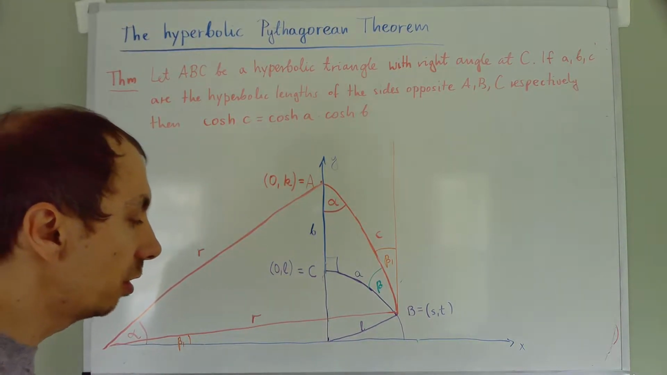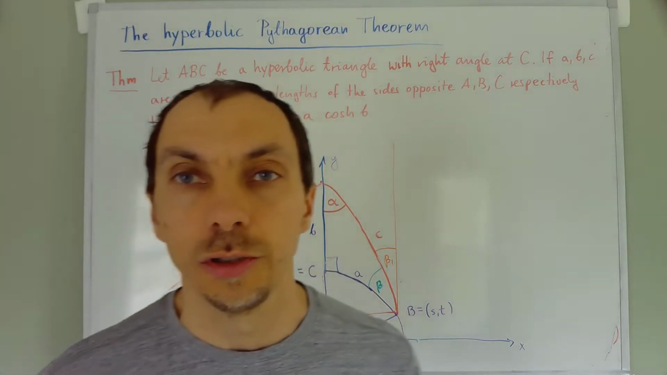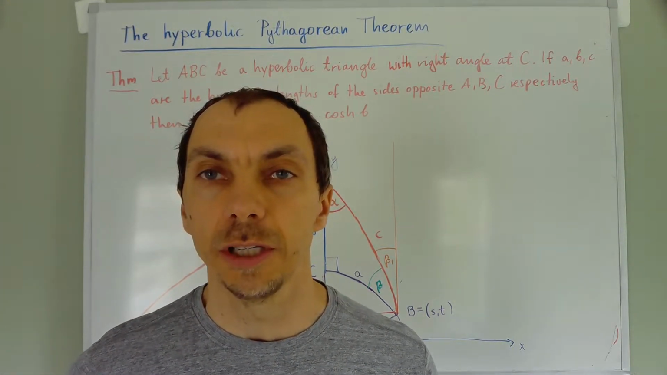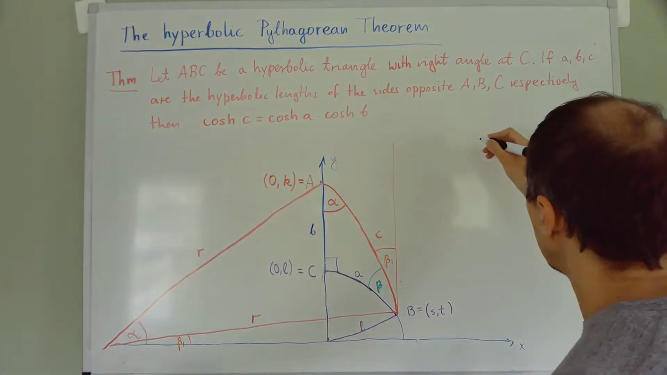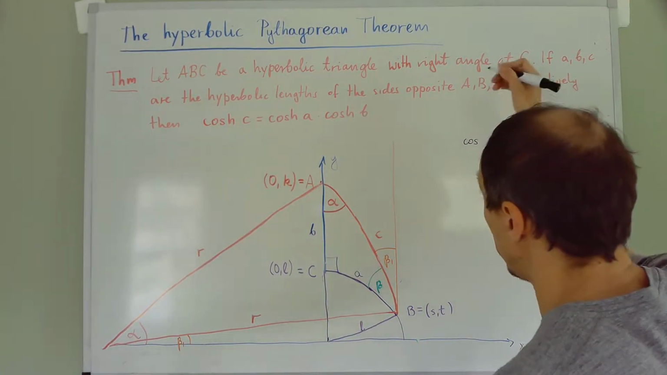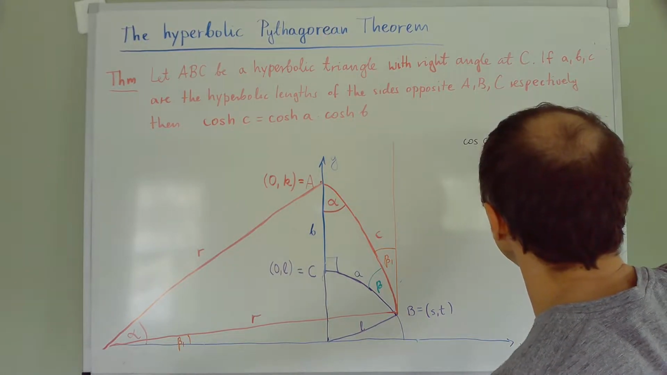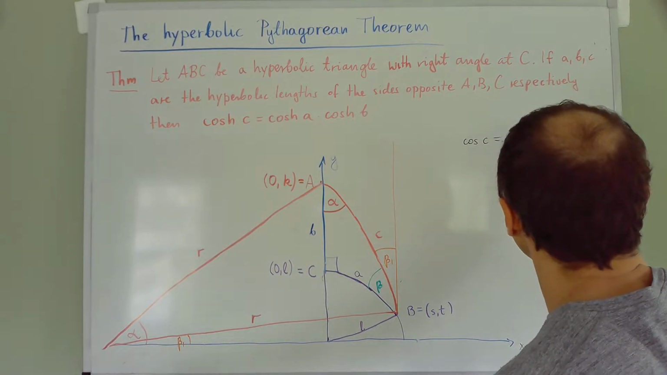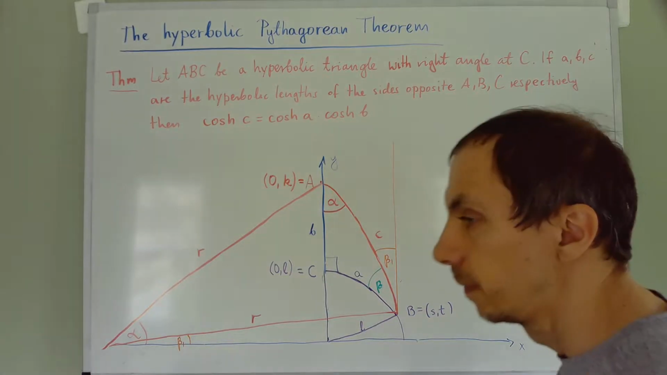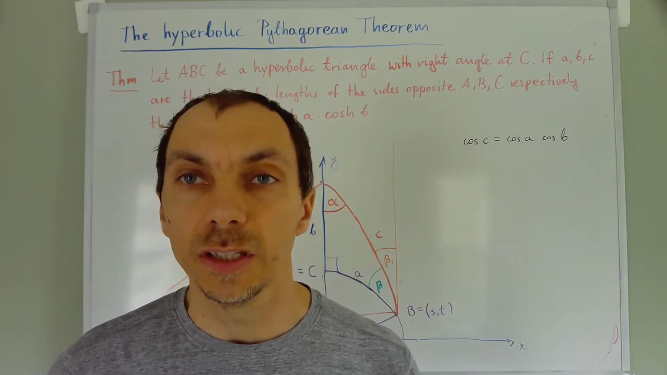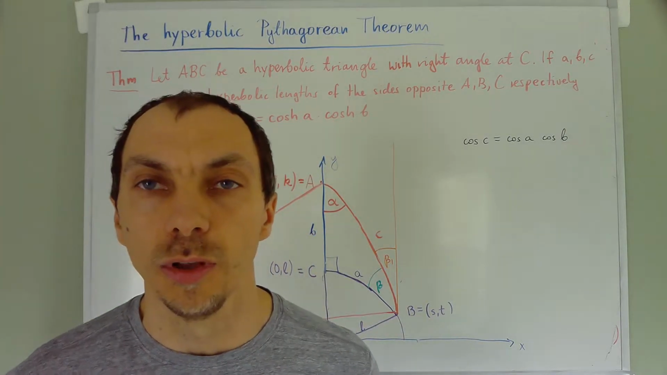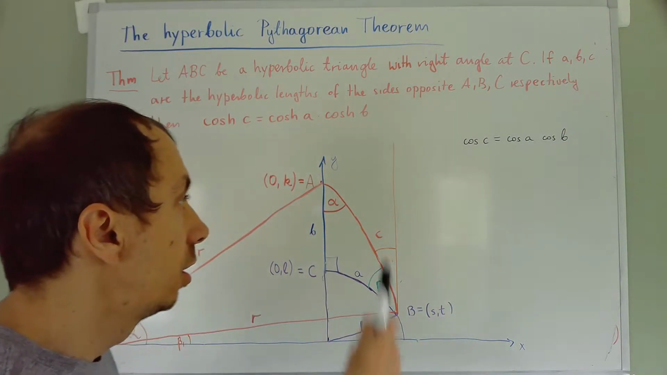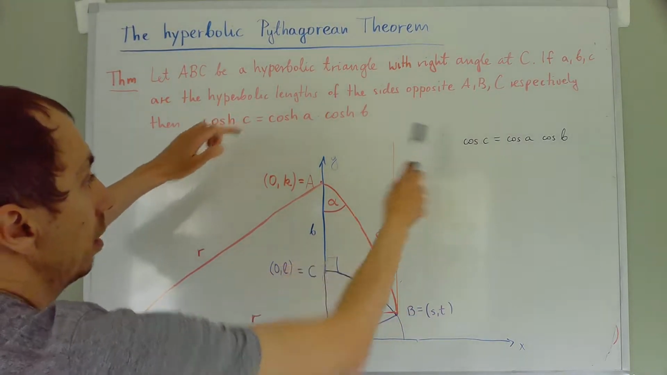Immediately before I start this proof, I want you to note the striking similarity to the Pythagorean theorem on the sphere, which essentially said something like this. With similar assumptions, cosine C is equal to cosine A times cosine B. So you see that the hyperbolic trigonometric functions play essentially the same role as the trigonometric functions did on the sphere. Very similar statement.